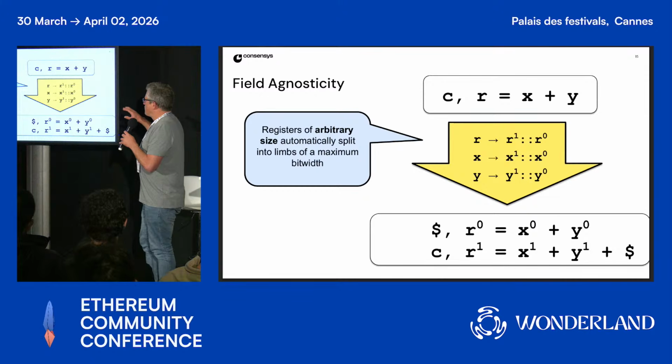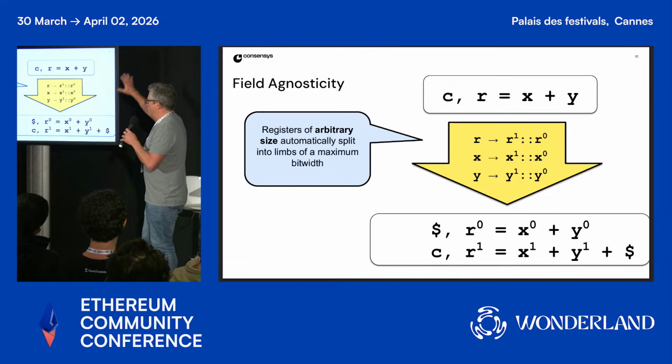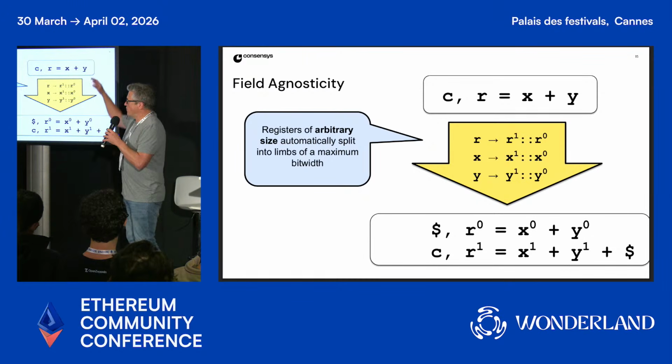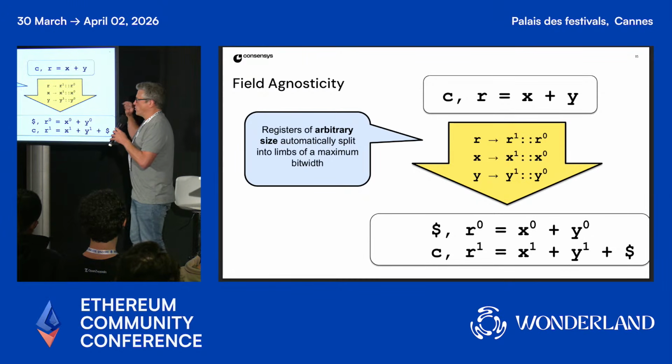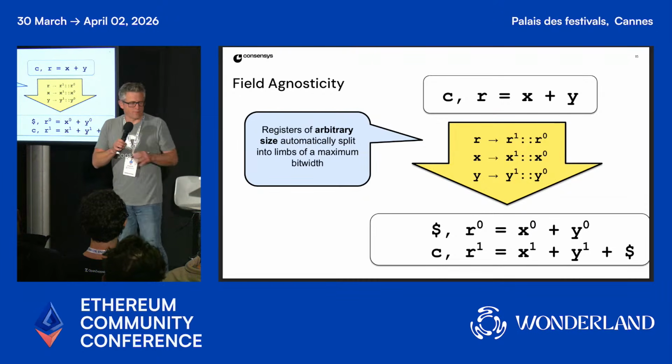Obviously, things do get more complicated when we have multiplication and so on. So this just gives you the flavor of what it does. And the tool does this automatically. You don't have to do this. You just write a 256-bit value, it compiles it down, and that works.